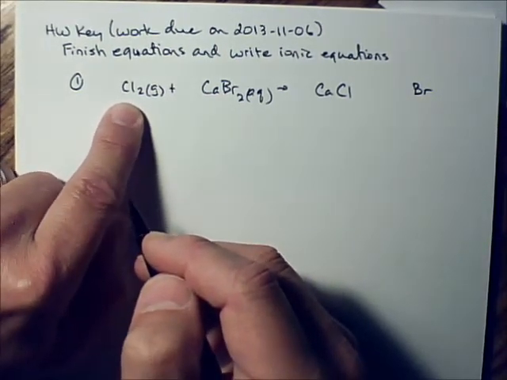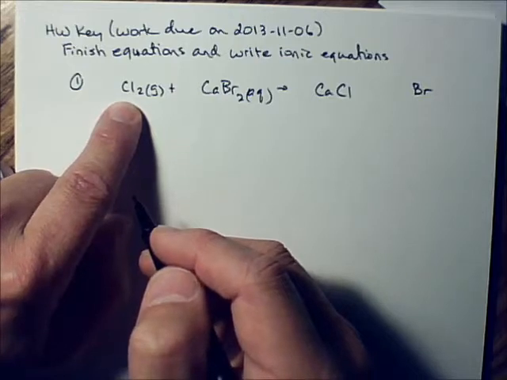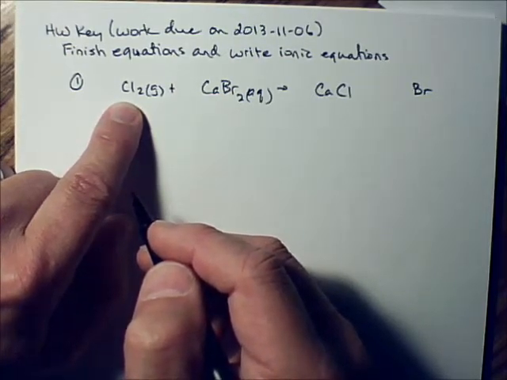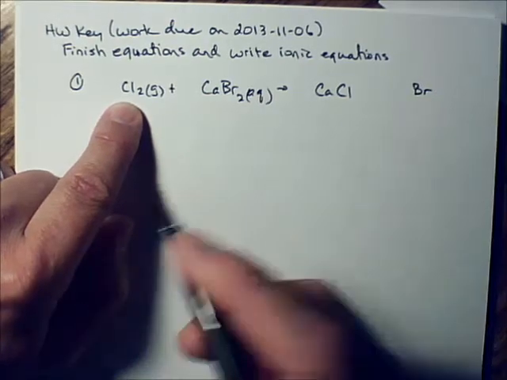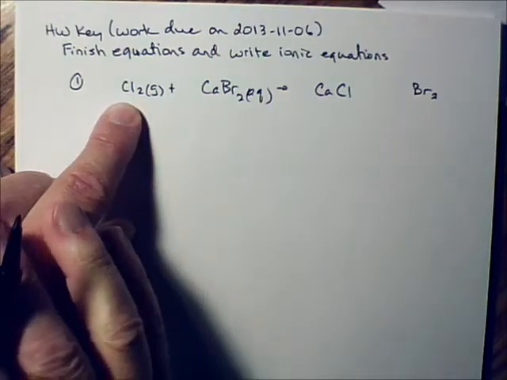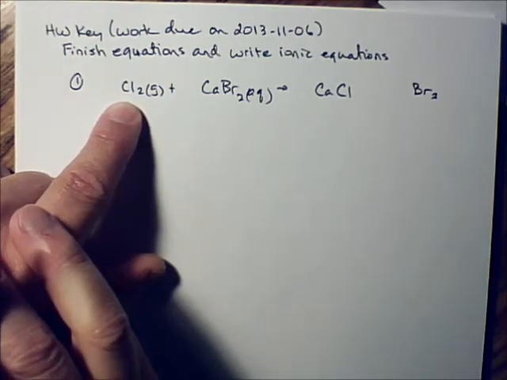Okay? Now you are supposed to know that bromine is one of these 7 diatomic elements. Okay? Forms a diatomic molecule. So bromine is going to have a subscript 2 because it's diatomic when it's an element by itself.